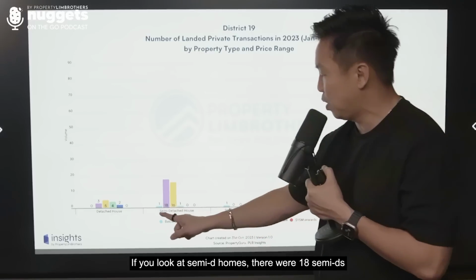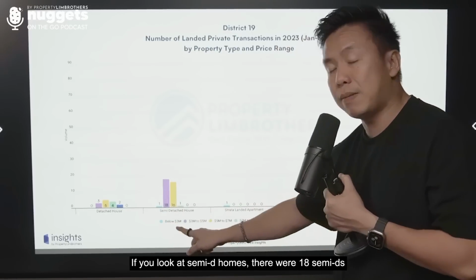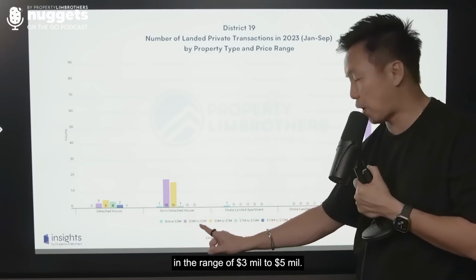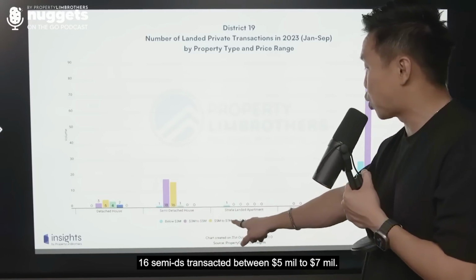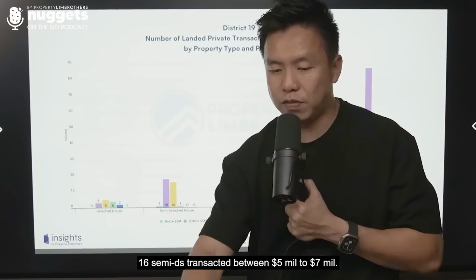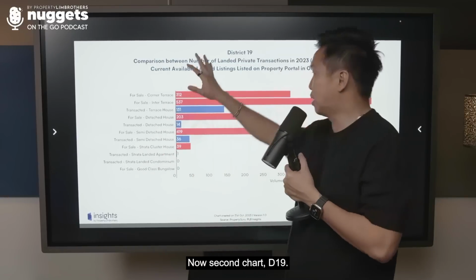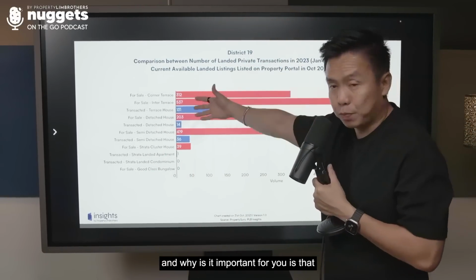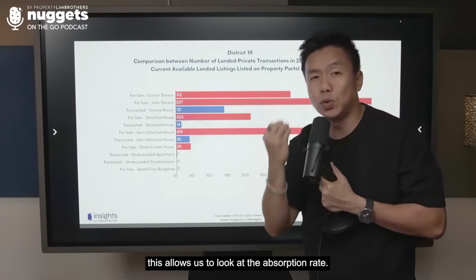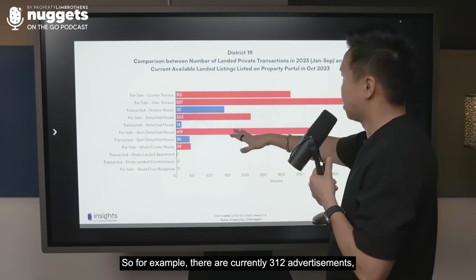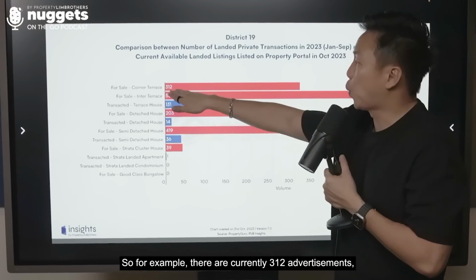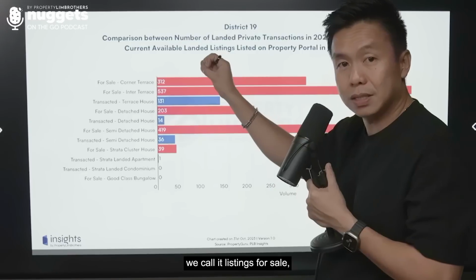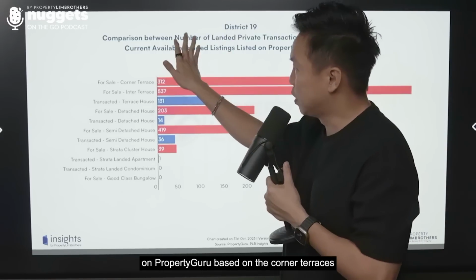If you look at semi-D homes, there were 18 semi-Ds transacted in the range of 3 to 5 million, and 16 semi-Ds transacted between 5 to 7 million. Now, the second chart, D19. Today we'll just use one district as an example. Why is it important? It allows us to look at the absorption rate. For example, there are currently 312 advertisements, we call them listings, for sale on Property Guru.